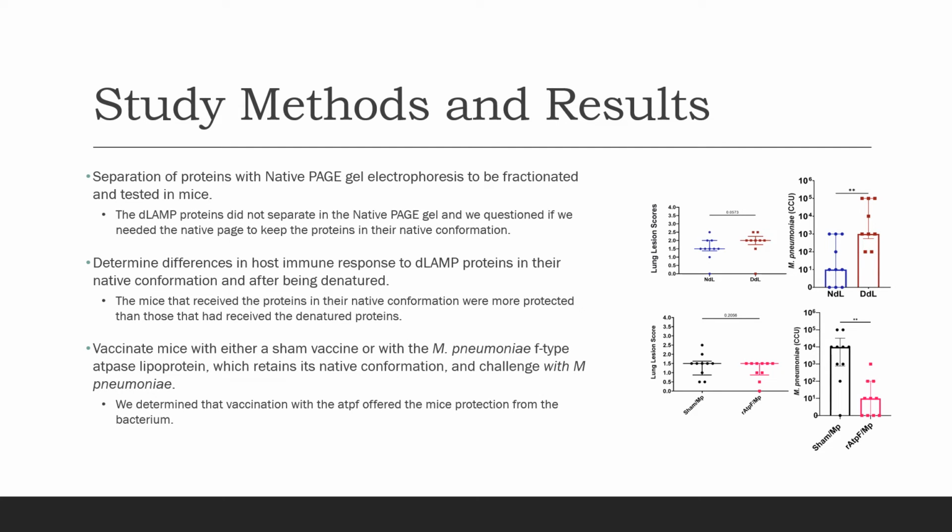received the denatured proteins. Finally, we vaccinated mice with either a sham vaccine or with the Mycoplasma pneumoniae F-type ATPase lipoprotein, which retains its native conformation, and challenged them with the Mycoplasma pneumonia. We determined that vaccination with the ATPF offered the mice protection from the bacterium.